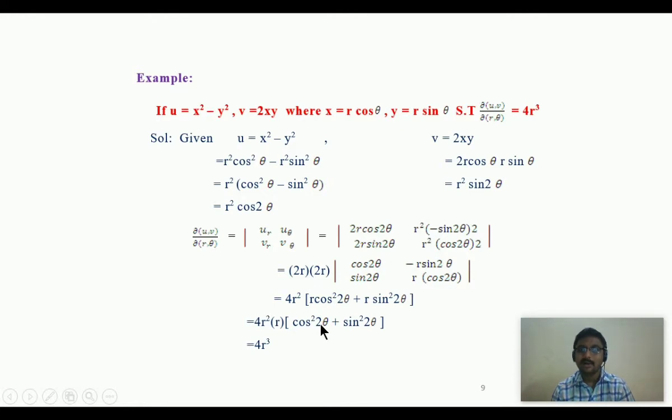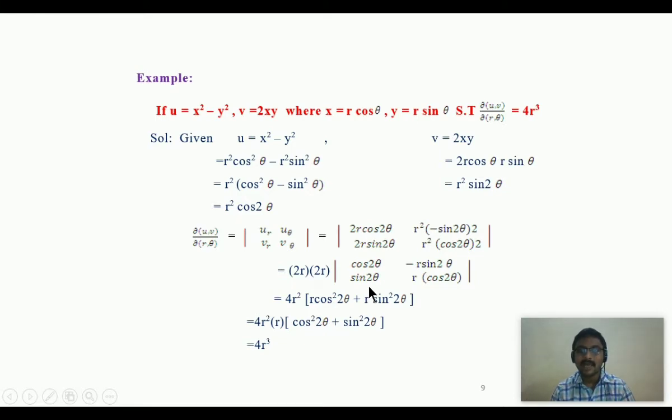Clearly here cos square 2 theta plus sin square 2 theta is 1. Cos square theta plus sin square theta value is 1. Here cos square 2 theta plus sin square 2 theta value is also 1. Determinant for the submatrix: AD, r cos 2 theta into cos 2 theta is r cos square 2 theta, minus BC, that is minus r sin 2 theta into sin 2 theta is minus r sin square 2 theta.